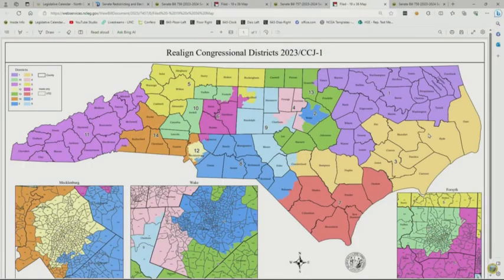So, as we change the entire color scheme, I think, did members have this map as well? Okay. This one's been handed out.